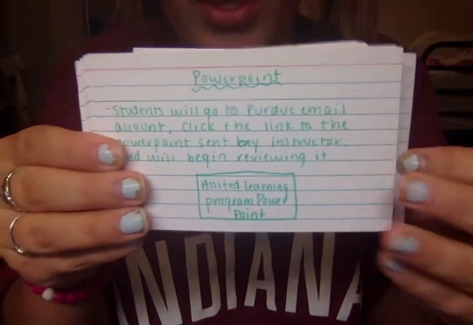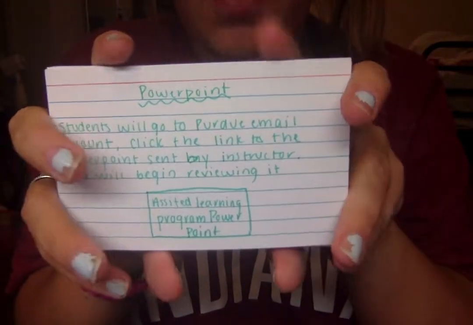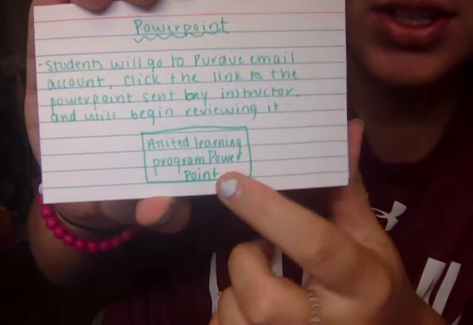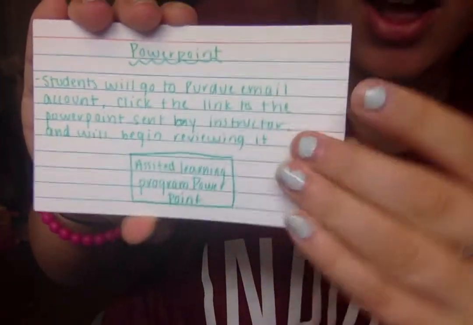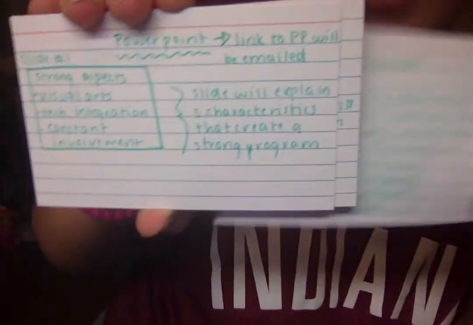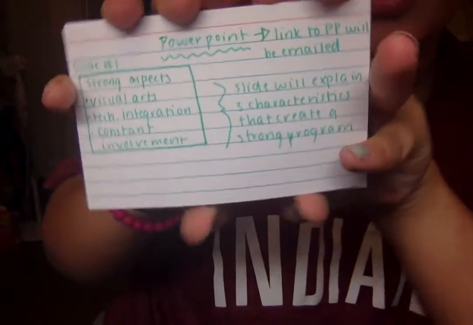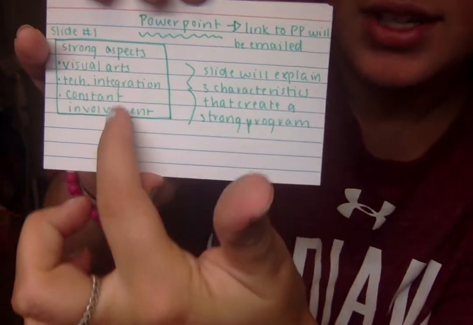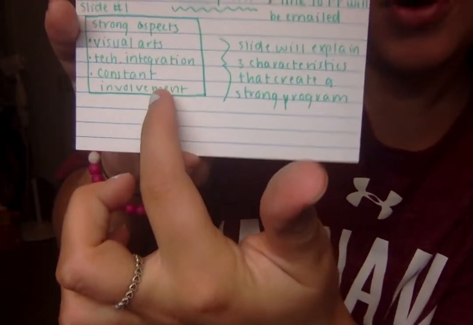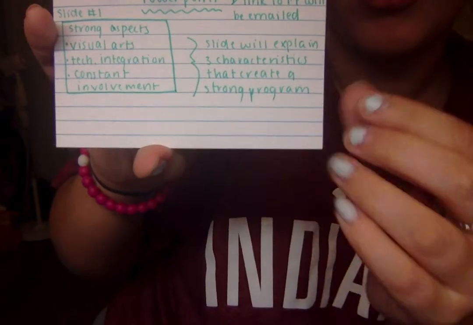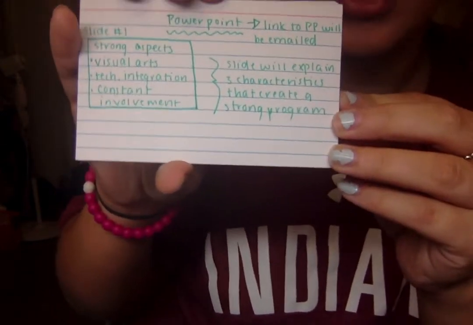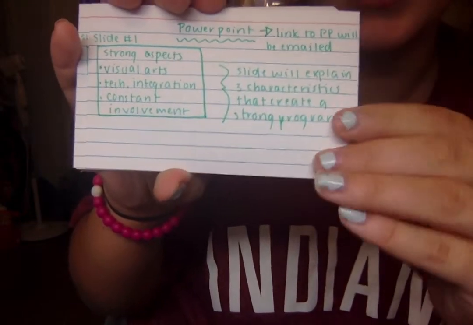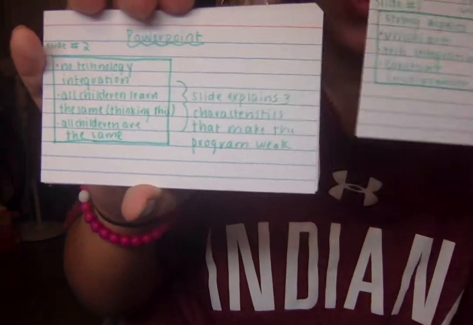throughout the lesson. So in the first part of the lesson, students are going to actually be emailed a link to a PowerPoint, and the first slide is just going to have the title of the lesson on it. And when they hit slide number 2, which is mainly going to be slide number 1, it is going to have the 3 strengths that a good program has. So this is like including visual arts, the technology integration, and having constant involvement throughout the lesson. These aren't going to be explained in depth yet, but they will in the future.